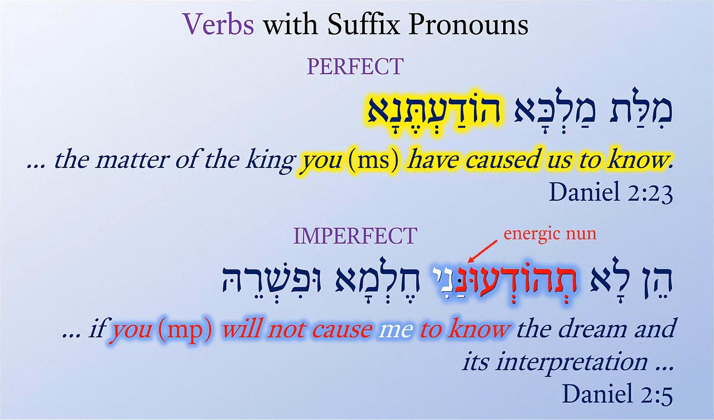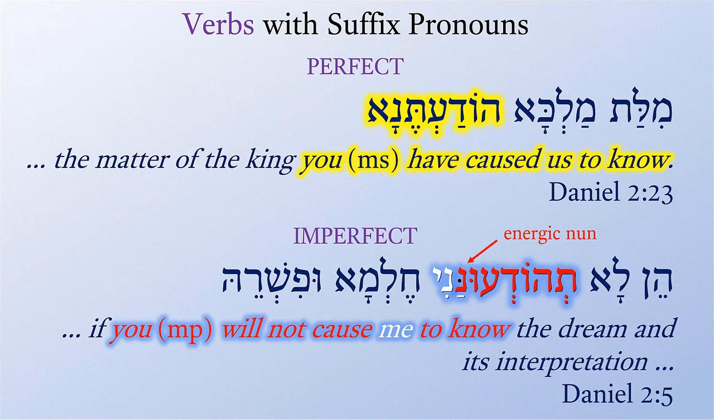Well, it might be a little hard to see. It's a detail, but it's that energic noon. And what you see on the screen is the shureq vav noon at the end of that imperfect verb. That is part of the second person masculine plural imperfect verb form. So the first noon, if you will, is actually part of that verb form. And then the noon in white has to do with the first common singular suffix.